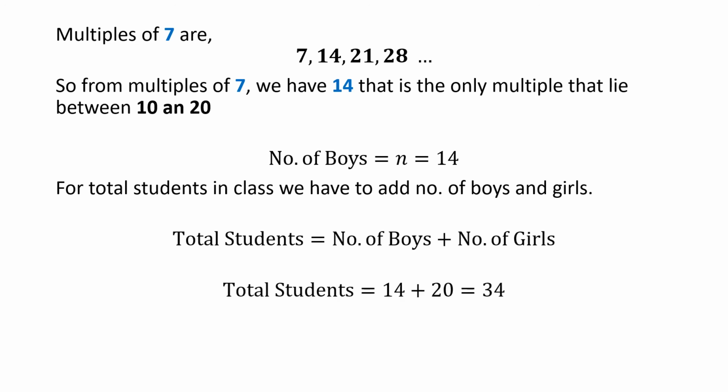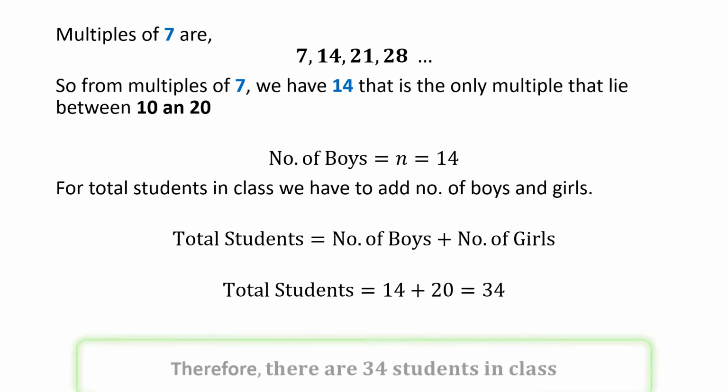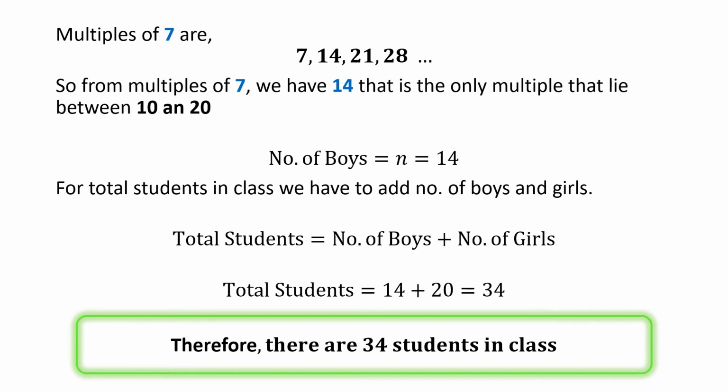For total students in the class we have to add the number of boys and girls. So by adding 14 and 20 we have 34 as a result. Therefore, there are 34 students in the class.